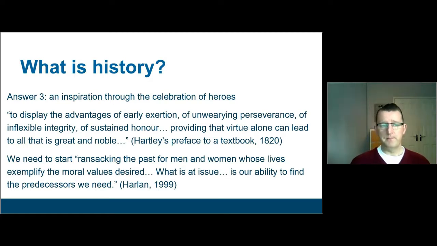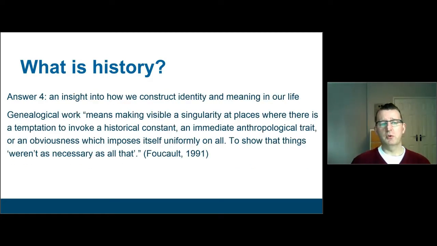A fourth answer to the question, what's history, is it's an insight into how we construct identity and meaning in our lives. And to illustrate this, I've chosen a quote from Foucault, who was a philosopher and has been very, very influential in the development of social sciences in the latter part of the 20th century and into the 21st century. But one of his methods was largely historical, and he talked about genealogical work, which is just to kind of excavate what happened in the past and to look at the past through a particular kind of critical lens.